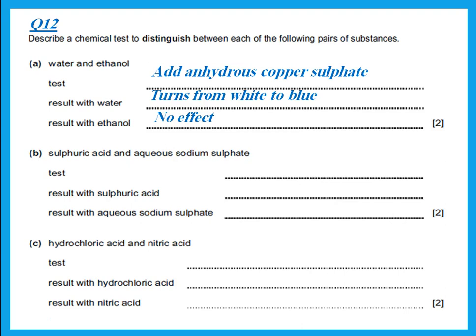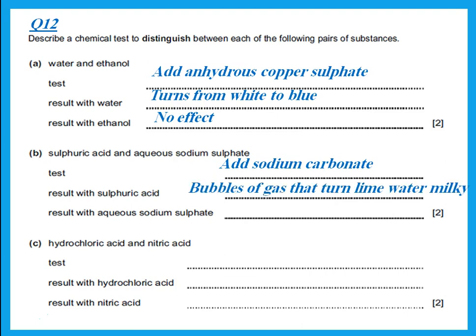So the difference between sulfuric acid and sodium sulfate is that one of it is an acid. So I can do the test for acid, and remember that the test for acid is we add carbonate, then it gives carbon dioxide gas. Or I can do the test for sodium. So either I say add sodium carbonate with acid, it gives bubbles of gas that turn lime water milky, and with sodium sulfate, no effect. Or I could have told him do the flame test with sulfuric acid, no effect. With sodium, do you remember the flame test for sodium? It should give a yellow flame.